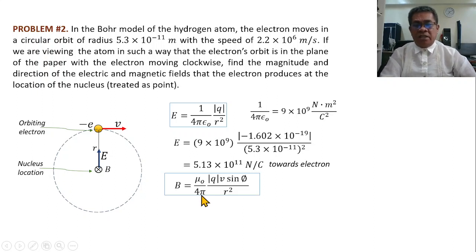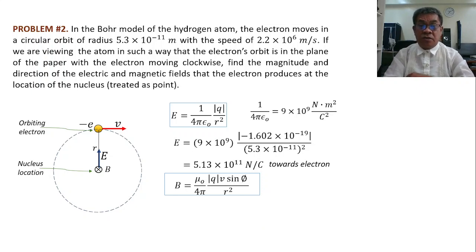Okay, now for the magnetic field, we will be using this formula for the magnitude: mu naught over 4 pi, times the absolute value of the charge, times v sine theta, over the square of r. Take note that mu naught over 4 pi is equal to 10 raised to negative 7. The charge is the same, 1.602 times 10 raised to negative 19. The velocity is given as 2.2 times 10 raised to 6 meters per second. It's already in SI. Remember, when we use the formula, make sure that the units are consistent. So all of these are consistent in SI. Then the angle between r and the velocity while rotating around the circle is always 90 degrees. The reason is that the velocity is always tangent to the curve, so it is always perpendicular to the radial axis.